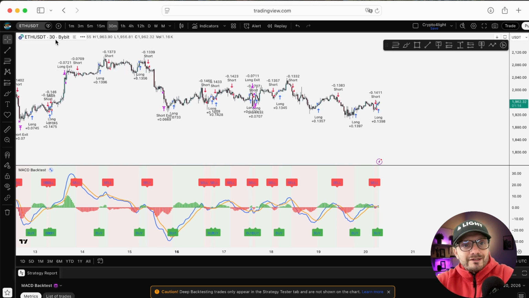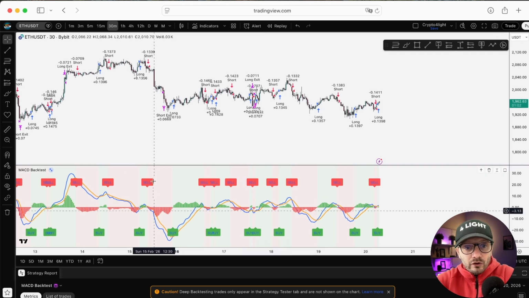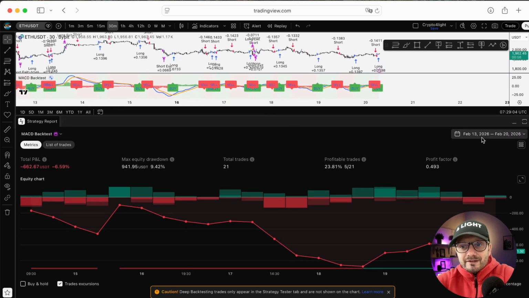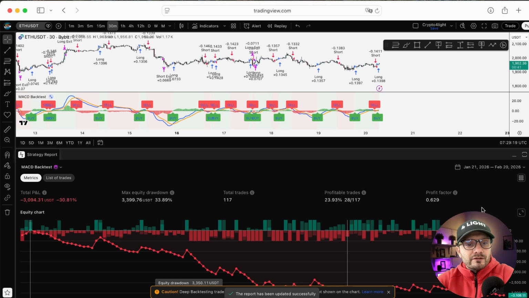So, Ethereum USDT on Bybit, 30 minutes time frame. We can double check on the 30 minutes time frame, 5 minute, 1 minute time frame, and on high time frames like daily and weekly. So the result of these trades on a 30 minutes time frame in the last 7 days, from February 13 to February 20, is that we could lose $662. If we track the last 30 days with the same conditions, guys, we could lose 30% of our initial deposit, 3K.